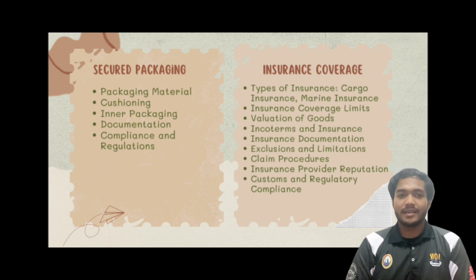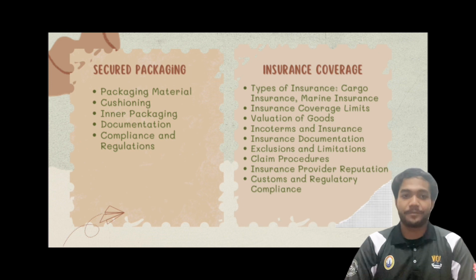appropriate containers. The second is cushioning. It adds protective layers inside the package, such as bubble wrap or foam, to prevent items from getting damaged during transit. And the third is inner packaging. It keeps the item secure within the packaging by using dividers or inserts to prevent items from bumping into each other.